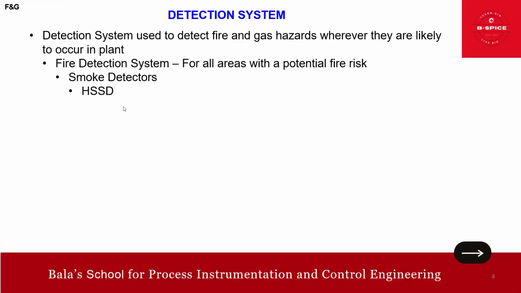It works on the principle of a series of tubes in the roof of the building with holes in those tubes, and the air is sucked through those tubes down to the filter, down to the detector module, which then analyzes those particles and can differentiate between smoke and dust. You got it, friends? So this is a specialized fire alarm system, HSSD.